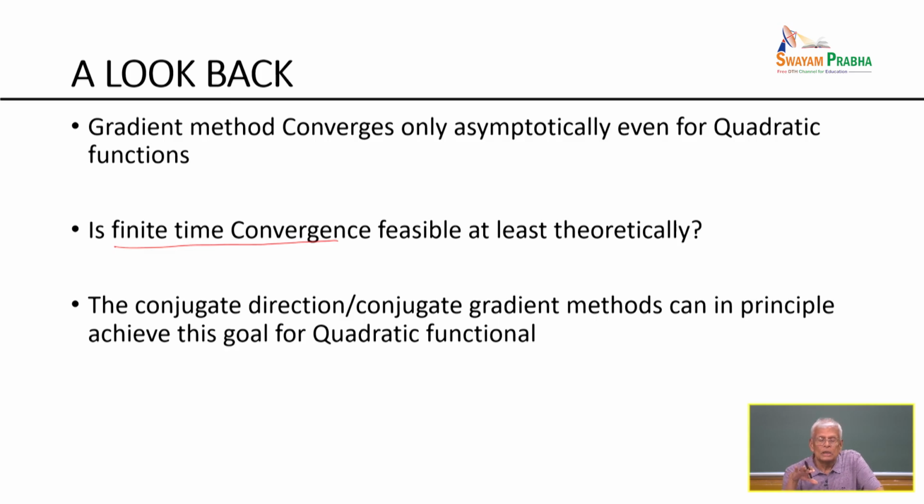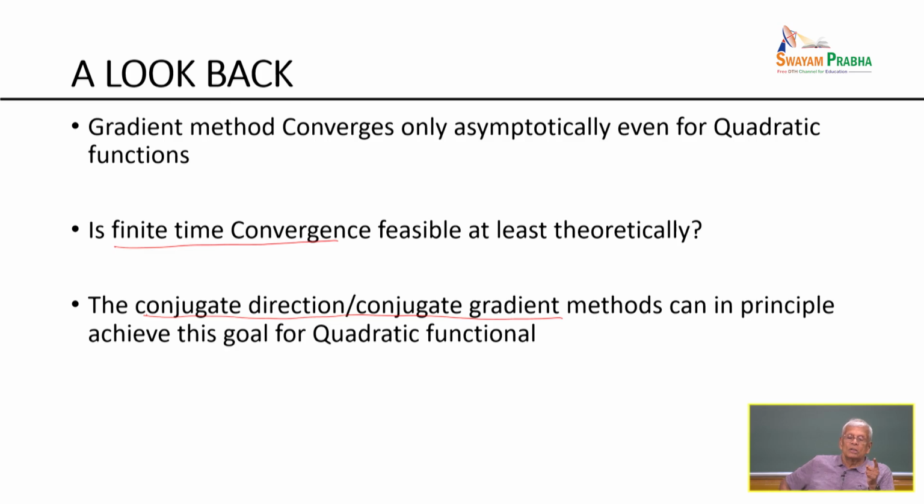As I told you, Kantorovich proved this convergence in the early to mid 40s. Once Kantorovich proved this, people started working on this problem and they found that the convergence can be very slow, which is undesirable. That provoked the new open question, is finite time convergence possible? By the end of the 1940s, the early 1950-51, mathematicians came up with a new class of algorithm called the conjugate direction, conjugate gradient method, which achieves this goal for quadratic functions.